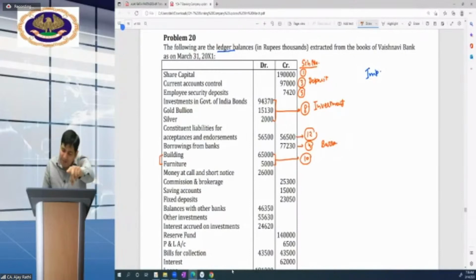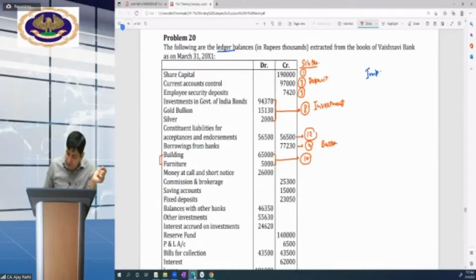Don't worry, I have a duty and I will perform it. You will remember these schedules, but you have to make combinations of two items each. Next, money at call and short notice. Beta, money at call and short notice. Can you please tell what this is? Sir, these are on the asset side.